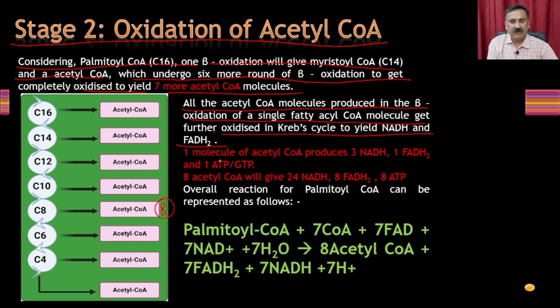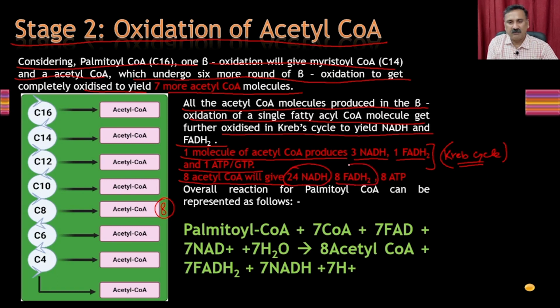So if you see, one molecule of acetyl CoA produces 3 molecules of NADH, 1 molecule of FADH2, and 1 molecule of GTP in the Krebs cycle. So this is the yield of the Krebs cycle. Remember that in the previous lecture we discussed how much energy is going to be produced when we discussed the Krebs cycle. So 8 acetyl CoA will give 24 molecules of NADH, 8 molecules of FADH2, and 8 molecules of ATP or GTP only from the Krebs cycle.